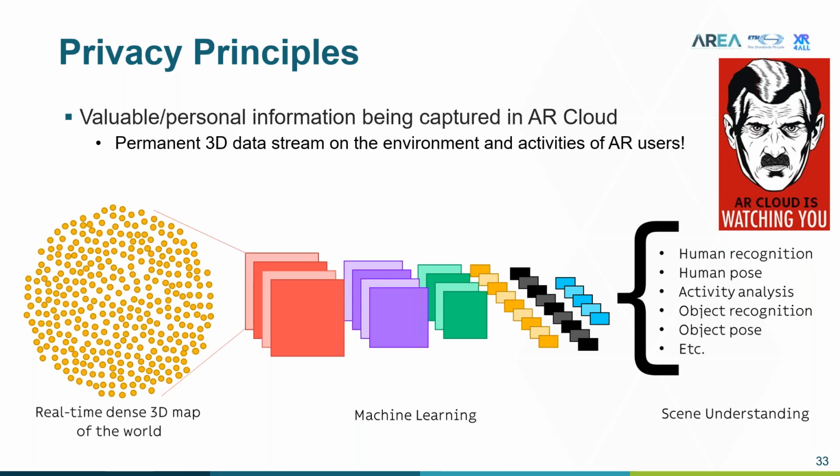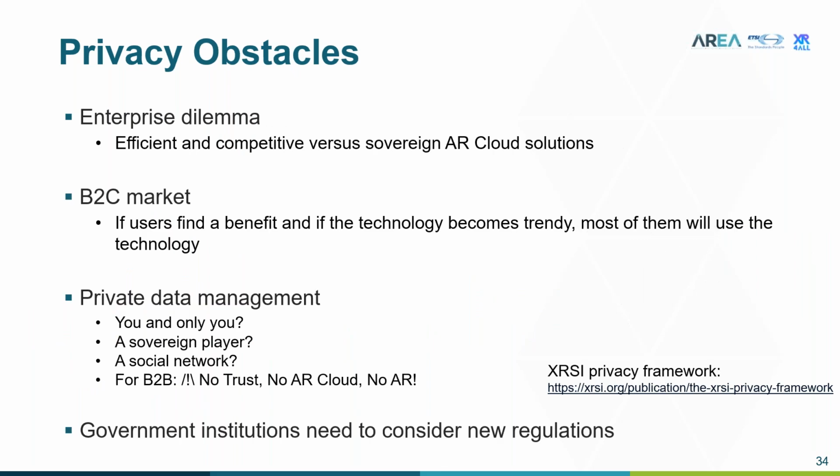To conclude, what are the obstacles related to privacy? First, there is a dilemma for some of the enterprises. They have to decide between a sovereign AR cloud solution or an efficient technology that provides better competitiveness. And that's quite difficult because specific companies are not able to have access to a sovereign AR cloud solution. For the B2C market, as said previously, if there is a real benefit and if the technology becomes trendy, most of them will use the technology for sure.